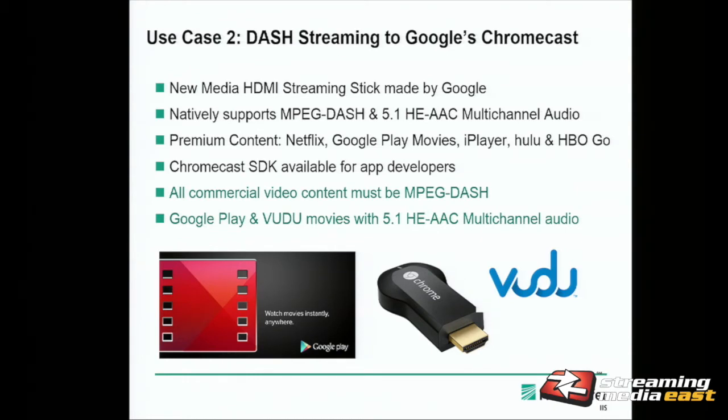You have all kinds of premium content, obviously, on the Chromecast: Netflix, Hulu, HBO Go, and now the BBC iPlayer. And Google also says that all the commercial video content on the Chromecast has to be packaged in Dash. So that was a big success. And now Google Play Movies, as well as Vudu here in the US, are available in HE-AAC 5.1 on the Chromecast. So again, the same encoding assets that you would stream to other environments in Dash go to the Chromecast.